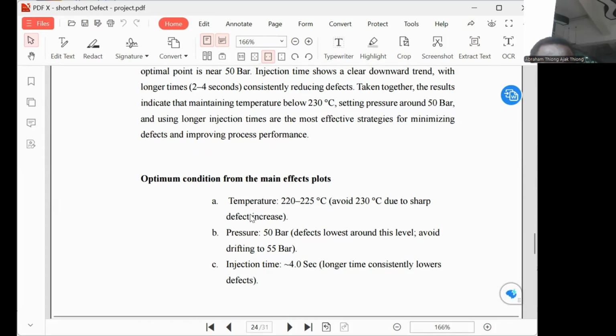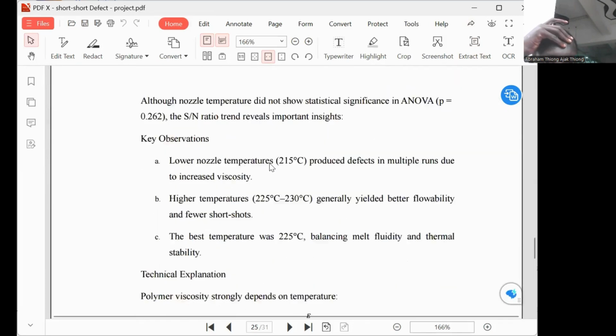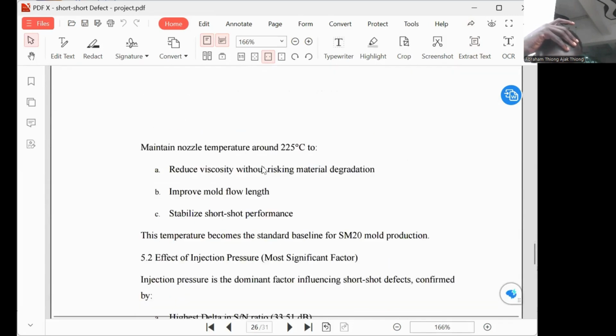So the optimal setting should be 220 to 225. And the ratio should be 50. Okay, that is it, and this is the discussion.